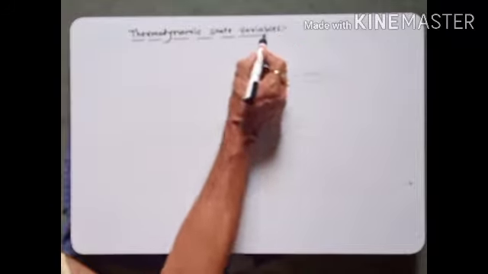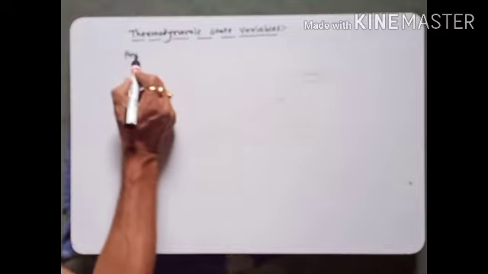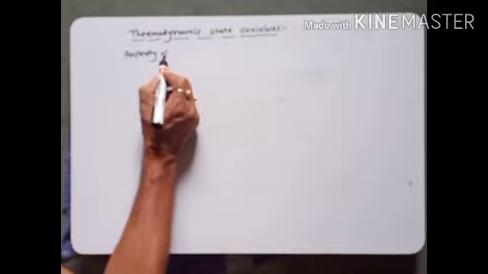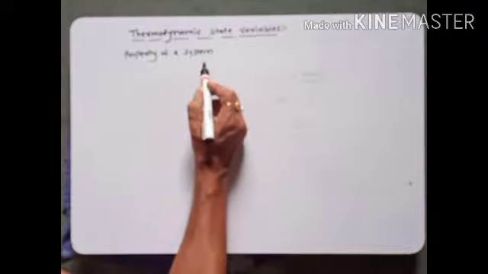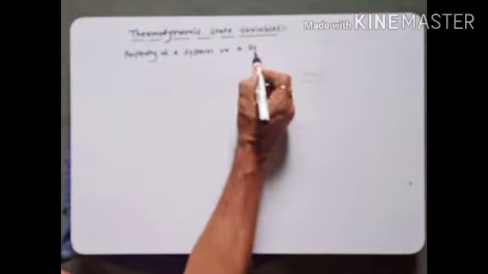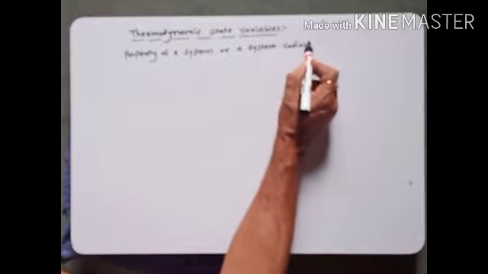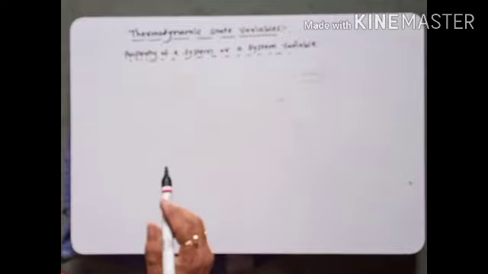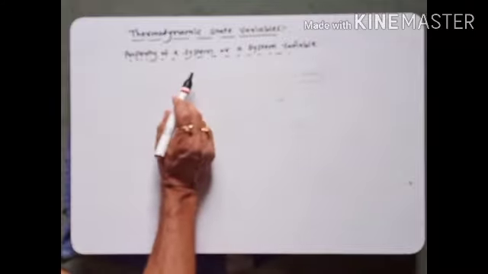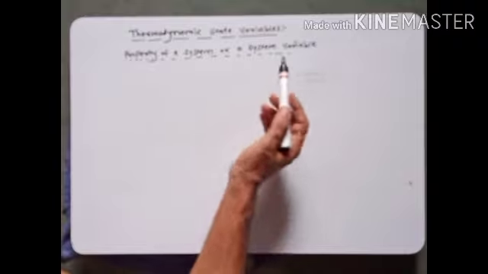Thermodynamic state variables. Here first we will consider property of a system, or a system variable. It is any measurable or observable characteristic of a system when the system is in equilibrium. And property is also called the state variable of the system.